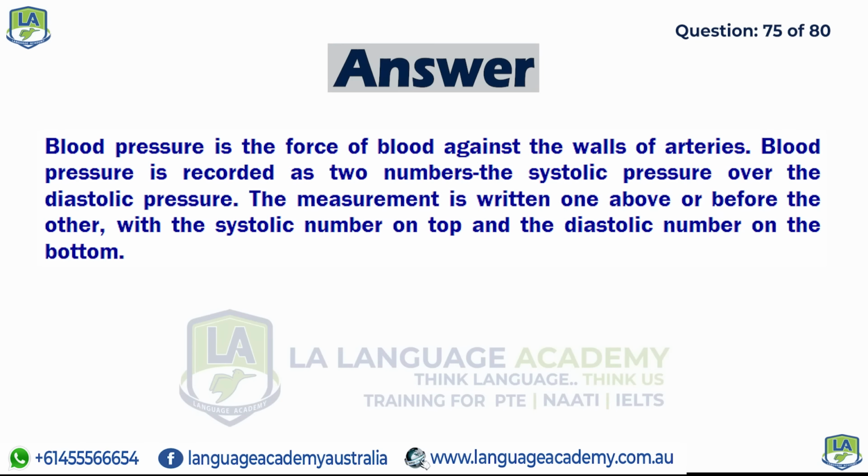Blood pressure is the force of blood against the walls of arteries. Blood pressure is recorded as two numbers, the systolic pressure over the diastolic pressure. The measurement is written one above or before the other, with the systolic number on top and the diastolic number on the bottom.